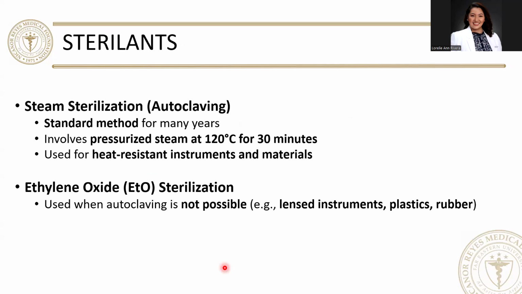So lastly are your sterilants. Sterilization, also known as autoclaving, has been the standard method of sterilization for many years. And this involves pressurized steam at 120 degrees for 30 minutes. And it is used for heat-resistant instruments and materials. Ethylene oxide sterilization is used if autoclaving is not possible.